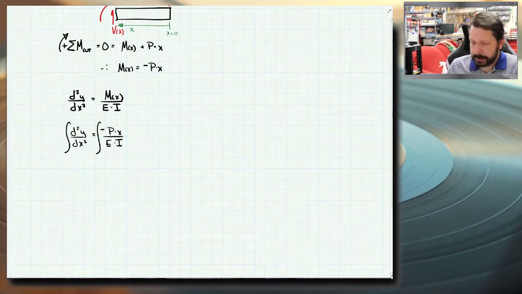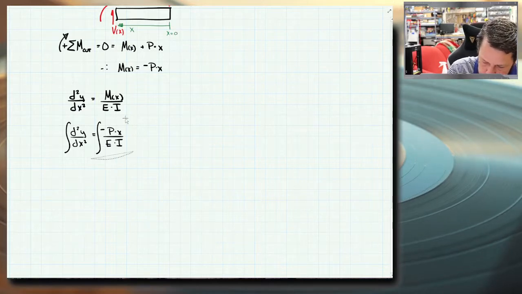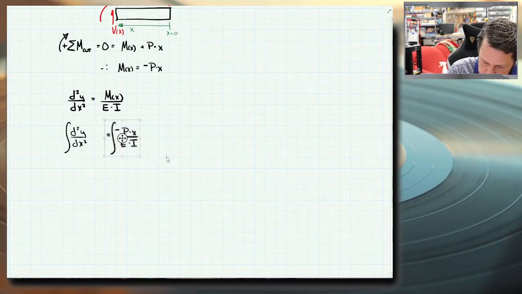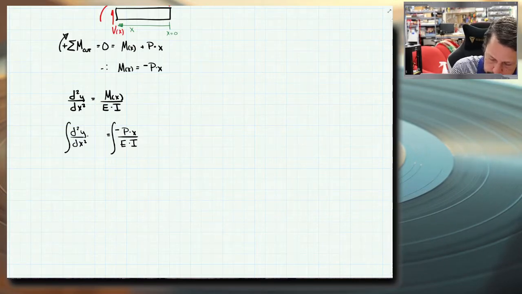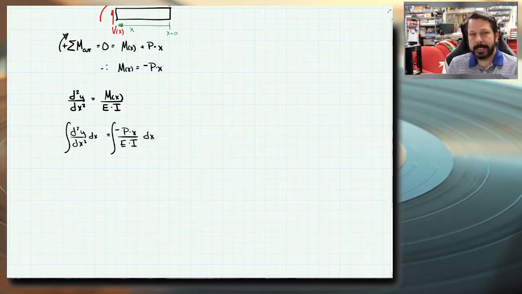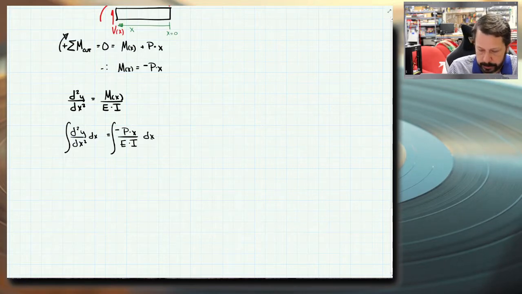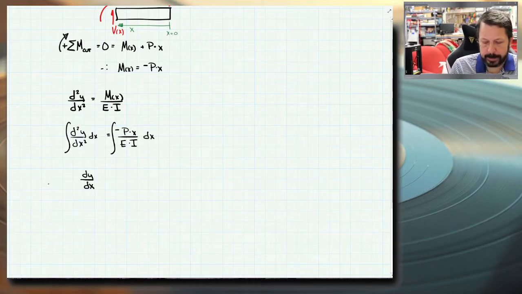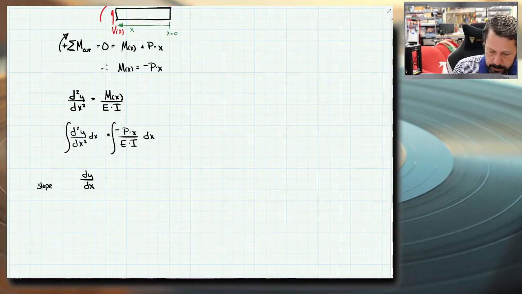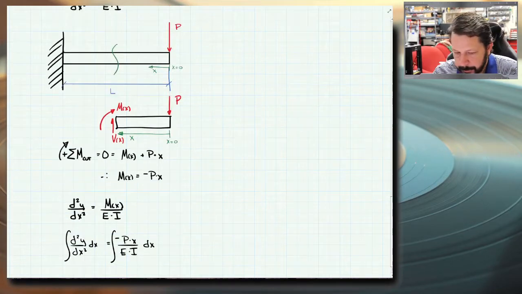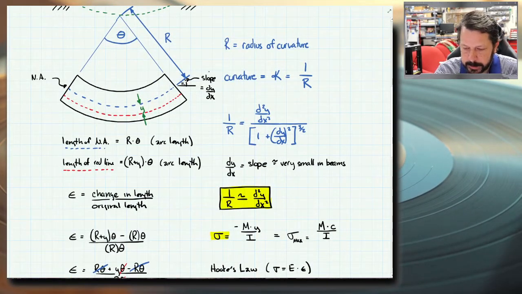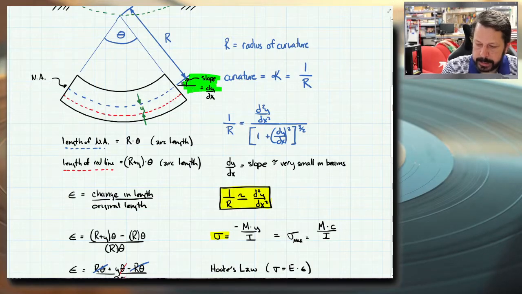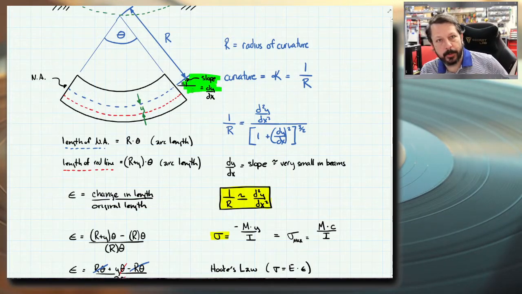So with respect to x, I'll have to move this over a little bit to put in the dx part. And on the left-hand side, the integral of the second order just becomes the first order. So I just get dy dx. So that is the slope. That's technically way back up here, this slope right here, the slope of the tangent line at any point in the beam.